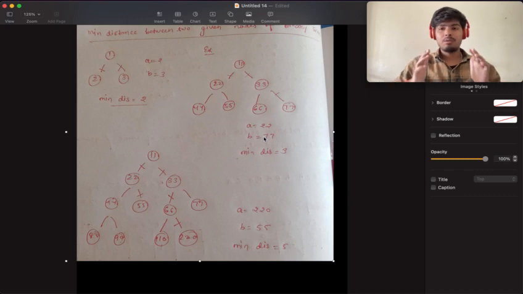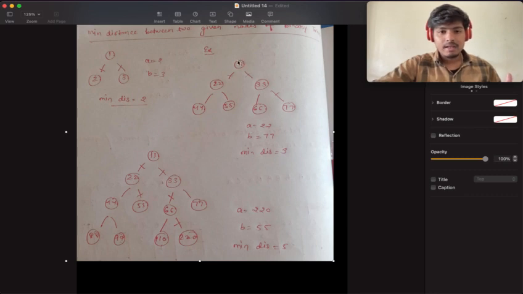So the approach will be like this: firstly we will find the lowest common ancestor. If we know that the lowest common ancestor is 11, then we will go and check the height. Firstly we will check the height of A. The height of A is 1, and then we will check the height of B. The height of B is 1 and 2, so 2 will be the height of B. Then we add the height of A plus the height of B; that will be my answer. 1 plus 2 equals 3.